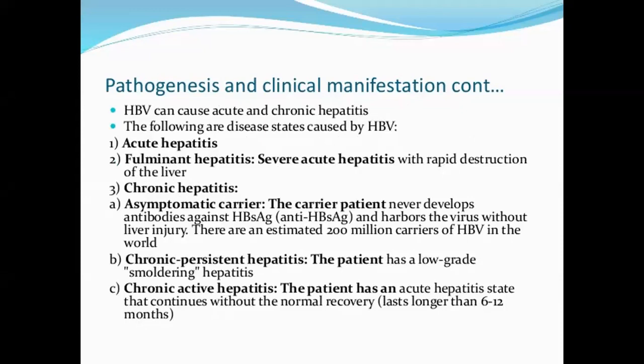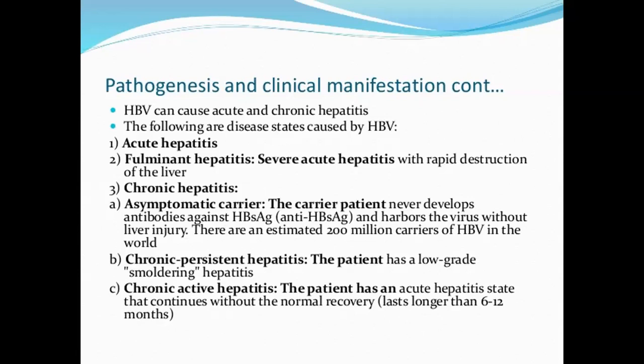The hepatitis B virus can cause acute and chronic hepatitis. The acute form includes fulminant hepatitis, a severe acute hepatitis with rapid destruction of the liver. Number 3 is chronic hepatitis, which may be an asymptomatic carrier, chronic persistent hepatitis, or chronic active hepatitis. Asymptomatic carrier: the carrier patient never develops antibodies against hepatitis B surface antigen and harbors the virus without liver injury. There are an estimated 200 million carriers of hepatitis B virus in the world.